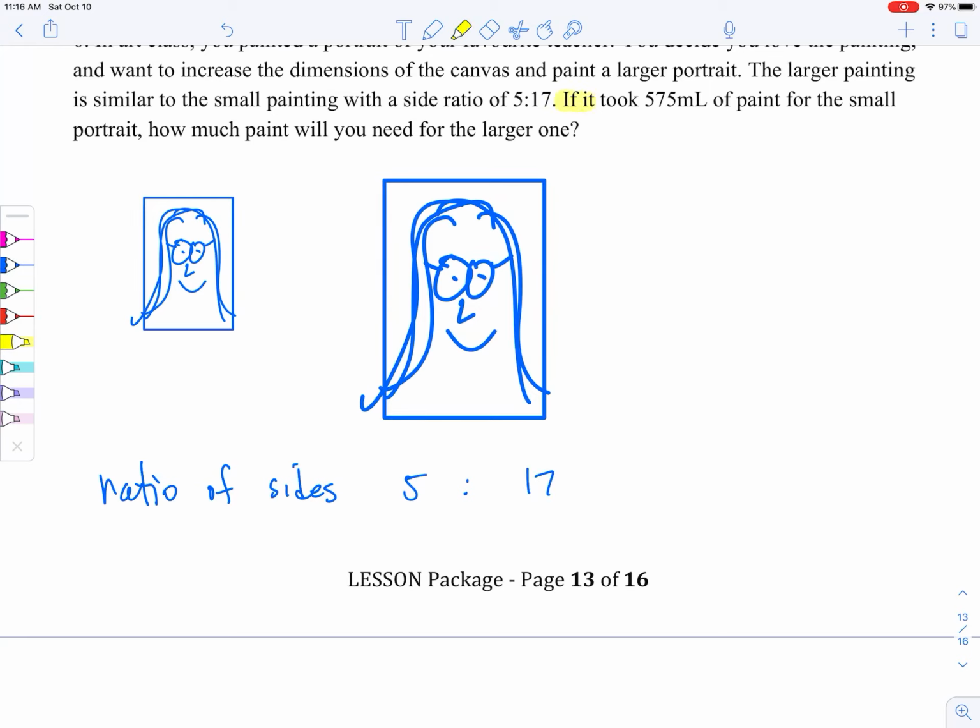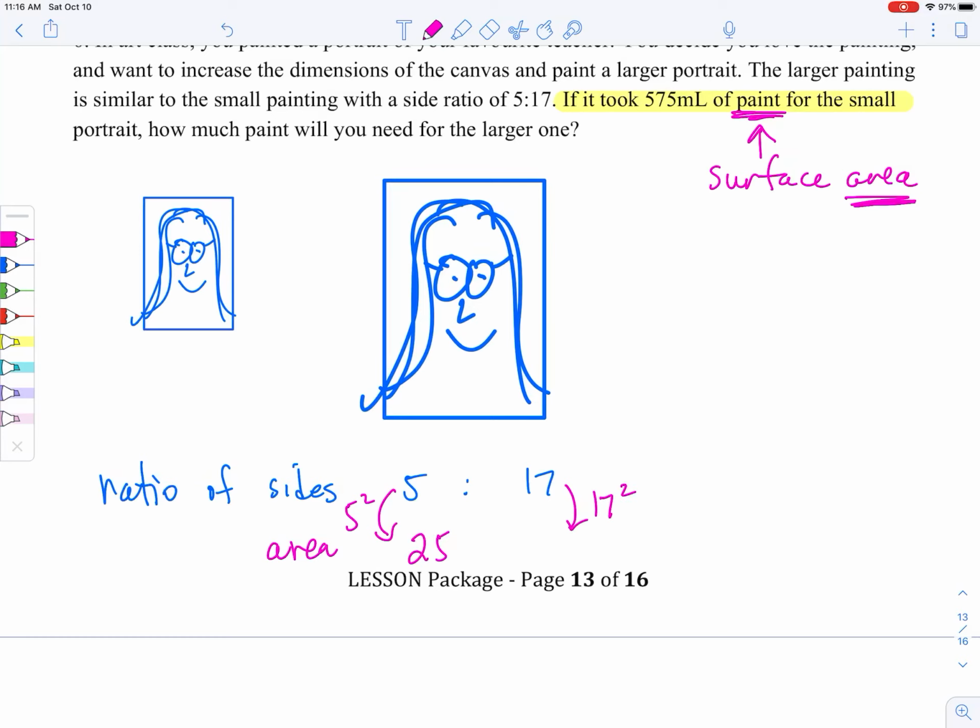It then says, if it took 575 mL of paint for the small one. As soon as you see them talking about paint, this is really talking about surface area, or focusing on that word area. So if we know the ratio of the sides is 5 to 17, then we know the ratio of the areas is going to be 5 squared and 17 squared. So 25 to 17 squared is 289. So if we're looking at small to big, our ratio is 25 to 289.